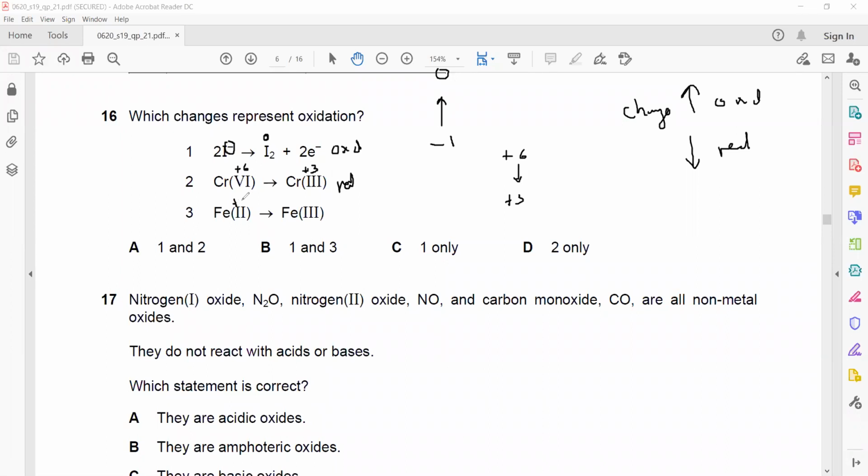And here it is +2 changing to +3. What is this change? It is increased, so that is also oxidation. If the charge on the atom increases, oxidation; if the charge decreases, we call it reduction. So 1 and 3 are oxidation, 2 is actually a reduction, a decrease in the charge, or loss of electron.